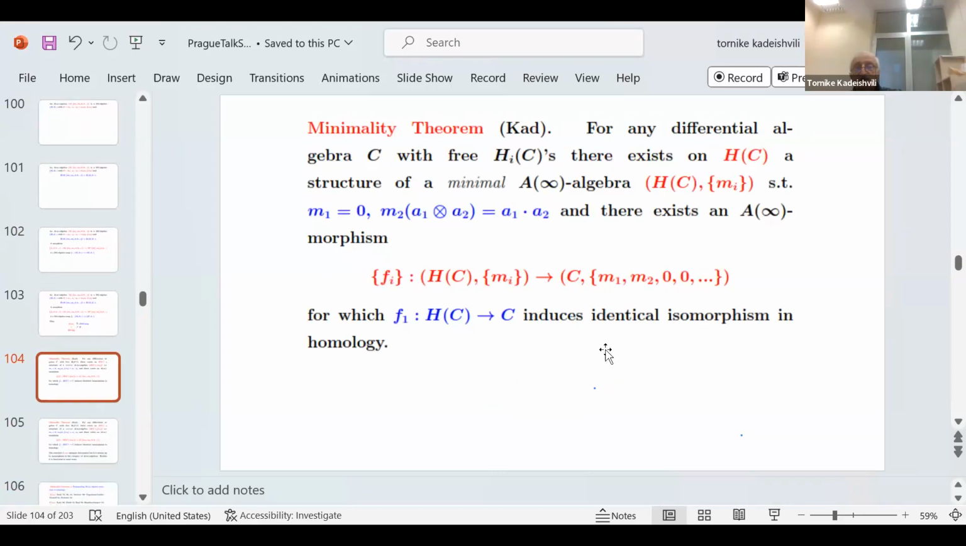And now let me tell you about my minimality theorem, which was in that paper which Stasheff discovered, and Stasheff reported it to Western mathematicians. Otherwise, it was in Russian language, and it was only for Soviets.